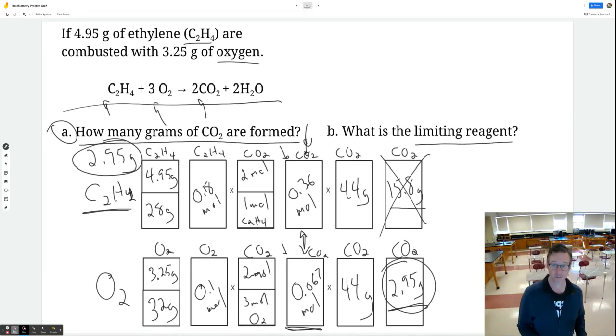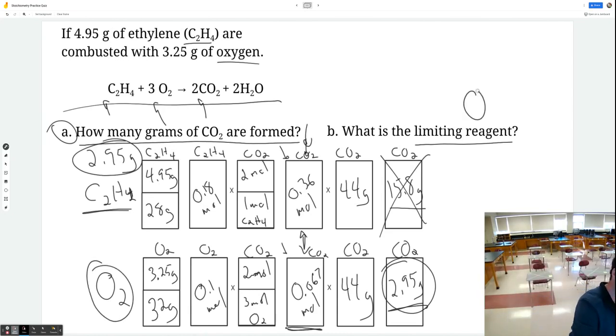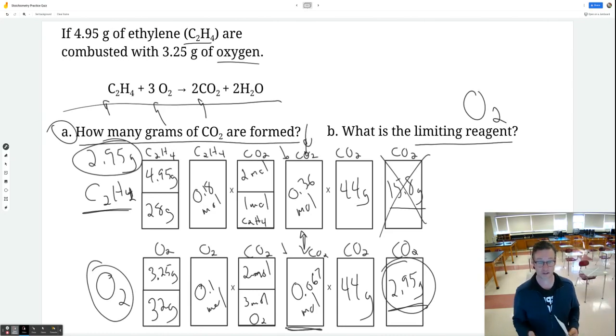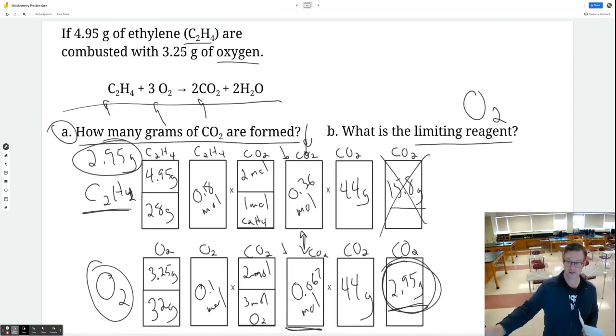Okay, what is the limiting reactant? The limiting reactant is the thing I started with that resulted in that smaller number, which is the O2. So the oxygen by the calculation shows us that it will produce less stuff than the C2H4 did. Therefore, the oxygen is going to limit how much we can create. Because once we've created 2.95 grams of CO2, we're out of oxygen. We've used it all. We can't make any more. So even though there's going to be some ethylene left over, doesn't matter. We're done.